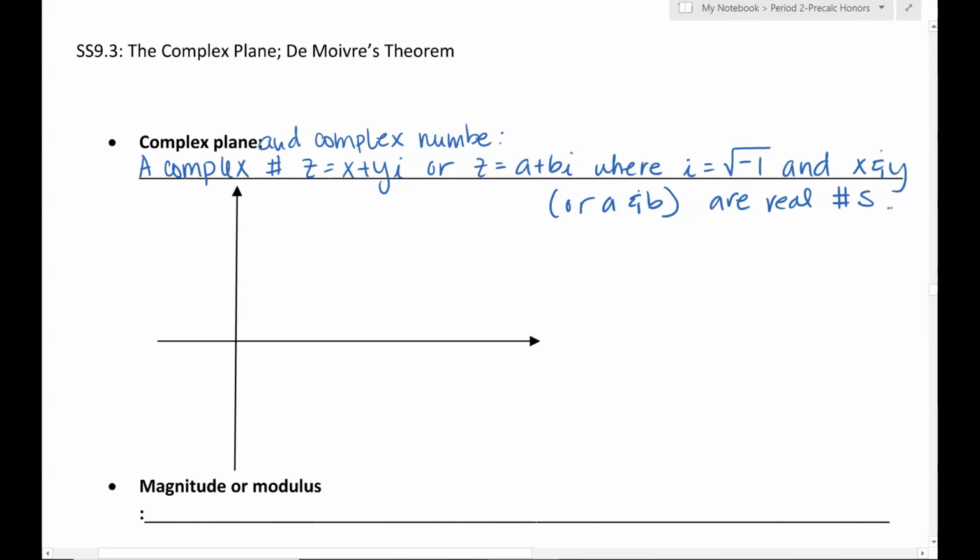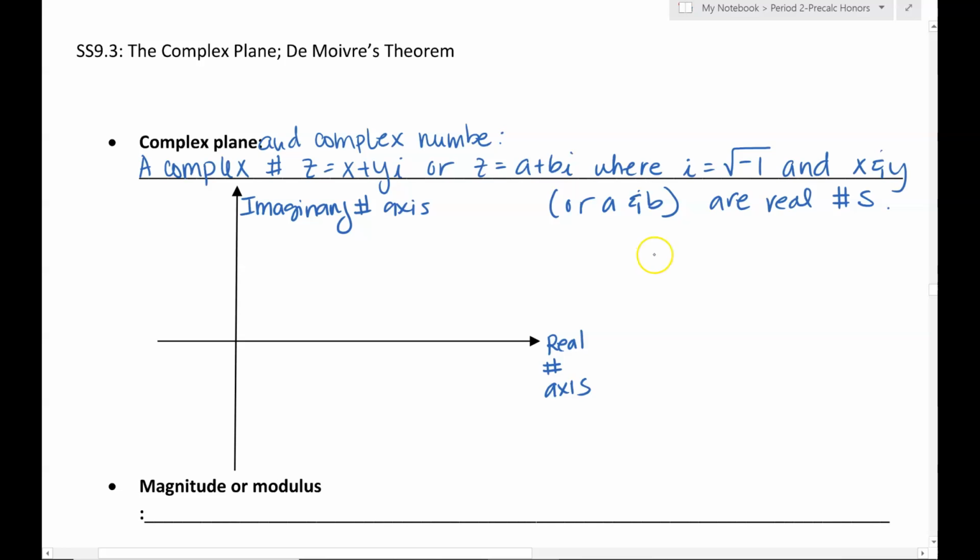So in the complex plane, remember we have the Cartesian plane, aka rectangular, then we have the polar grid. Now this is a complex plane. So we have the real numbers axis over here. Okay, then up here on the y-axis, we have the imaginary number axis. Okay, so we have the real axis and the imaginary axis.